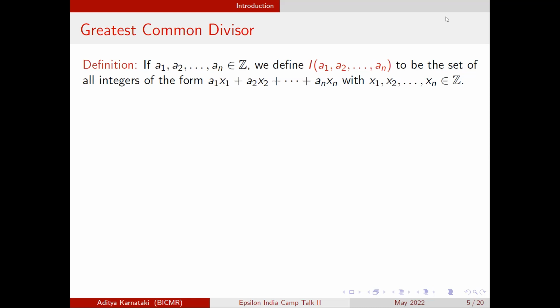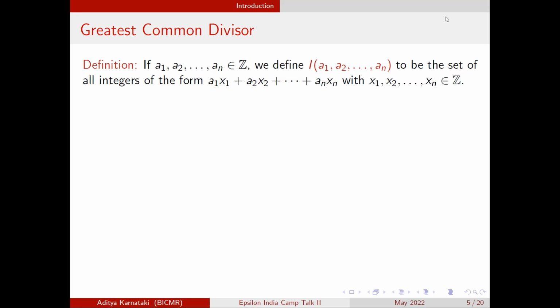So if you're given n integers, a1, a2 up to an, then we define I of a1, a2, an to be the set of all integers of the form a1 x1 plus a2 x2 plus up to an xn, with x1, x2, xn allowed to vary as integers. Okay, so for particular values of x1, x2, xn, you will get some integer when you perform this operation. a1, a2, an are fixed, something that is given to you.